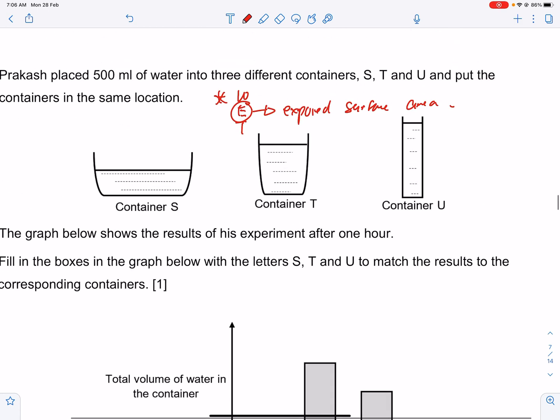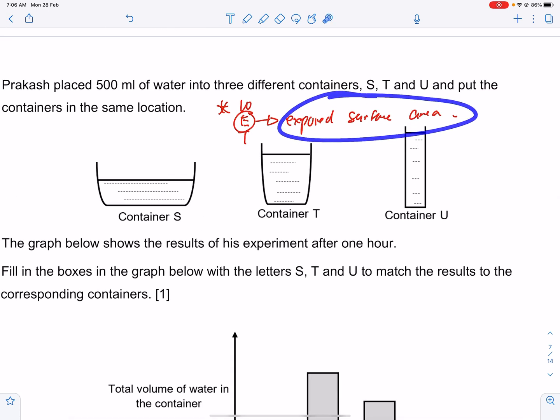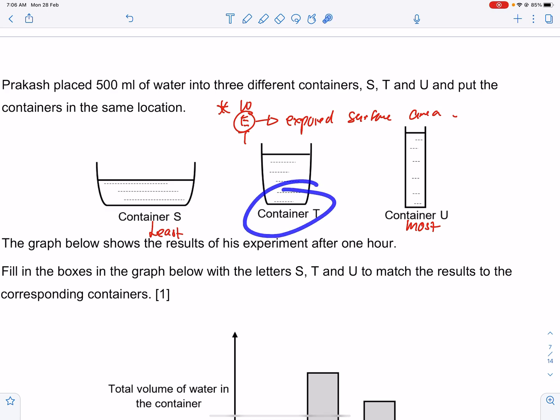So when you look at it, you need to recall for exposed surface area, the larger the exposed area, the faster the rate of evaporation. So when your water gets evaporated at a faster rate, it also means that the amount of water remaining should be lesser, or the least in this case. Now, for this kind of question, it's also very important to note how many setups there are. So in this case, there are 3 setups. So when you're talking about superlatives here, you have to use the word least, most, and then after that, the one in the middle will be the in-between one.